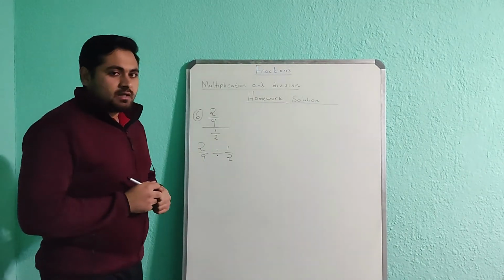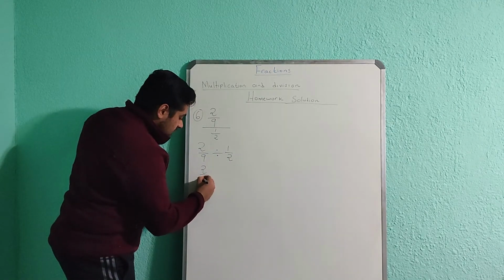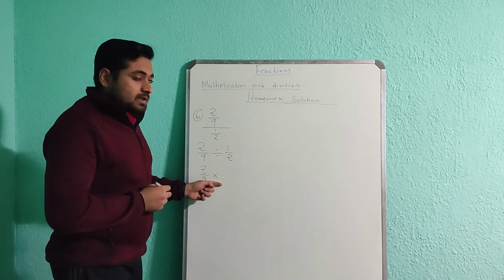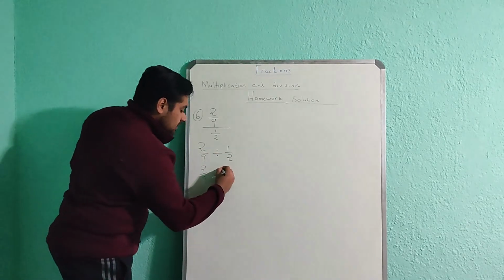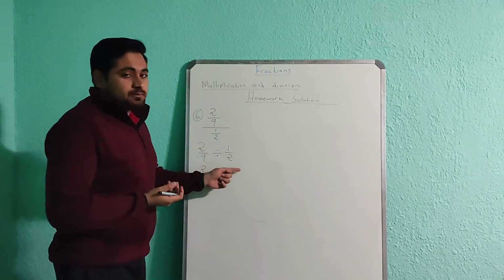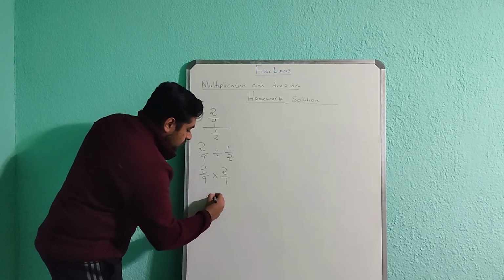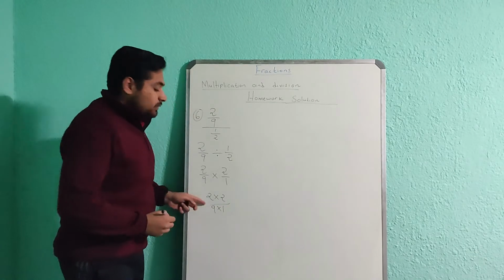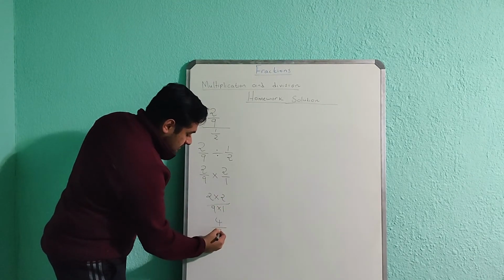So what was step 1? Changing division to multiplication. So we got 2 over 9 times. If we're changing from division to multiplication, it means we need to swap the fraction. So 1 over 2 becomes 2 over 1. The next step is multiplying numerator times numerator and denominator times denominator. So we got 2 times 2 and 9 times 1. So what is 2 times 2? That's 4, and 9 times 1 is 9.